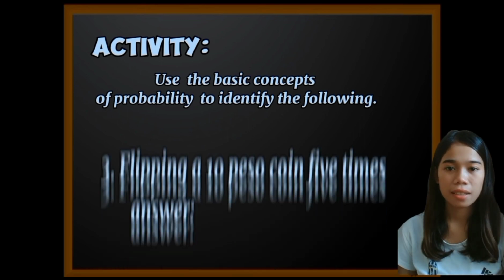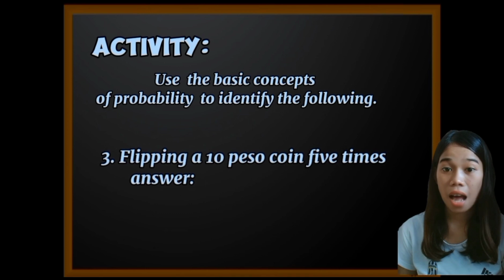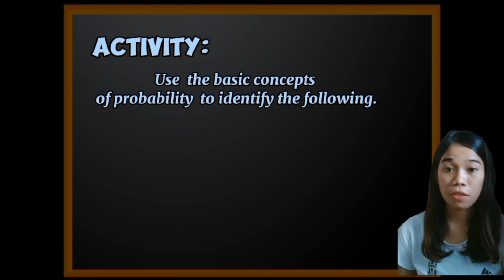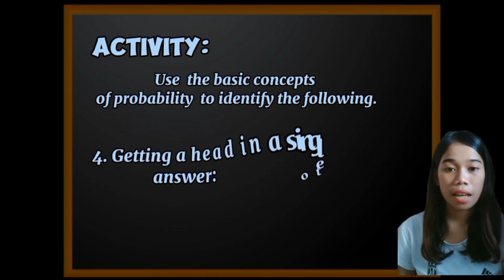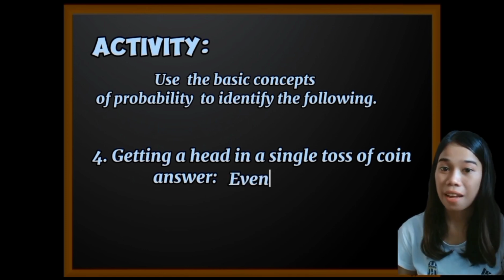Let us have number 3. Flipping a 10 peso coin 5 times. What do you think is the answer? Correct. The answer is experiment. What about number 4? Getting a head in a single toss of a coin. What do you think is the answer? Correct. The answer is event.